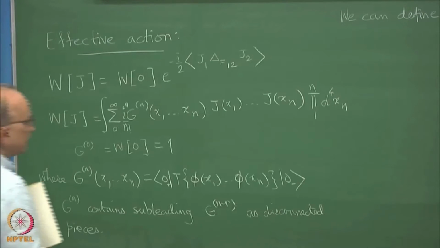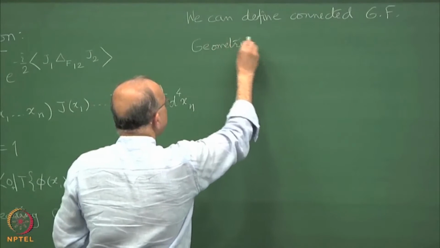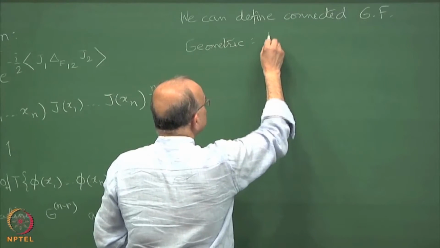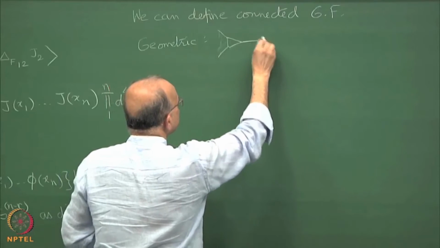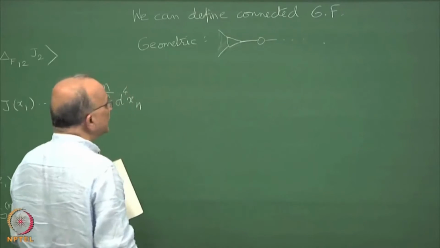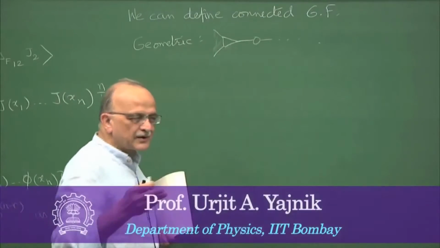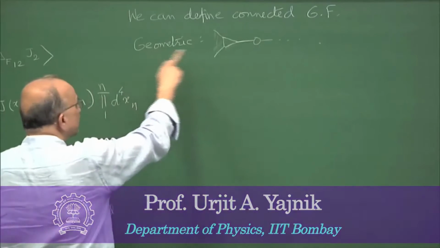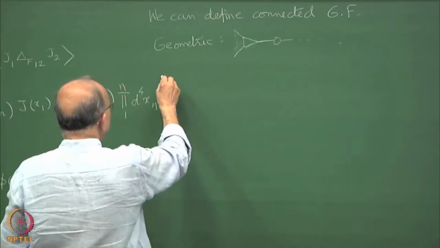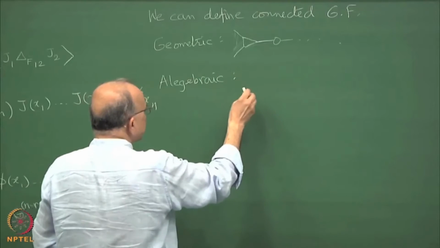You can do it two ways: geometrically, which we had drawn last time through, you know, drawing something. Things like this we had drawn. It's sort of obvious what connected means in these simple pictorial terms. And last time we had drawn three diagrams more because we wanted to get at what is one particle irreducible, which is a little more advanced idea. I'm not concerned with it right now. So geometrically it's clear what it means, but algebraically what you do is define it recursively.